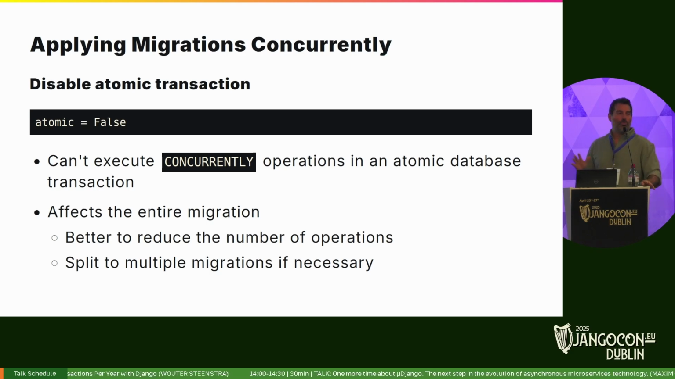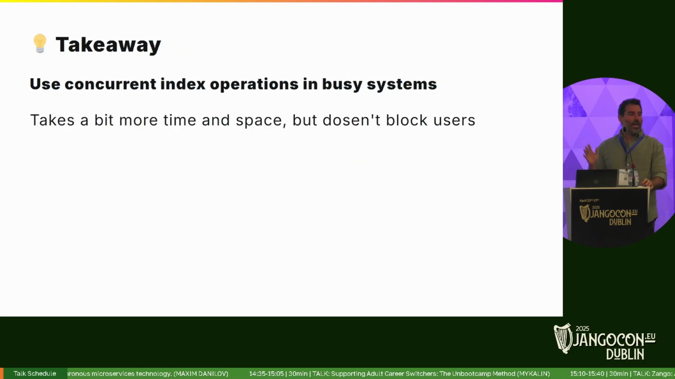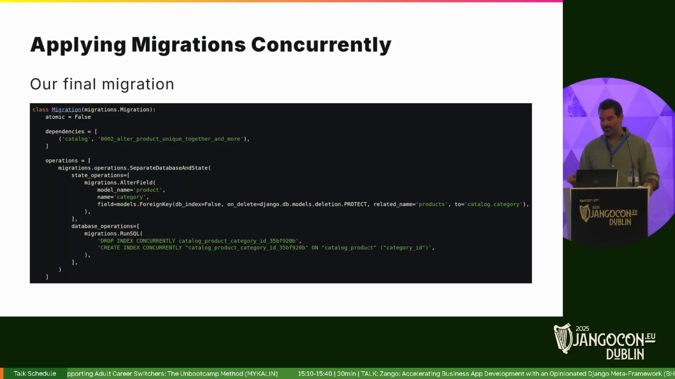So if you have just one op, it's fine. You set atomic false, no worries. If you have a lot of operations in your migration, it might be a good idea to split the non-atomic part to a separate migration, okay? So our next takeaway is if you have a busy system, use concurrent operations on indexes, drop, create indexes, okay?